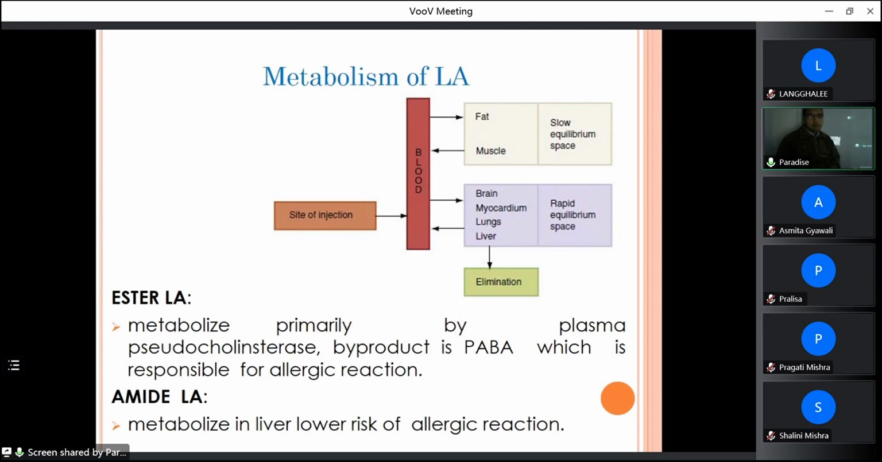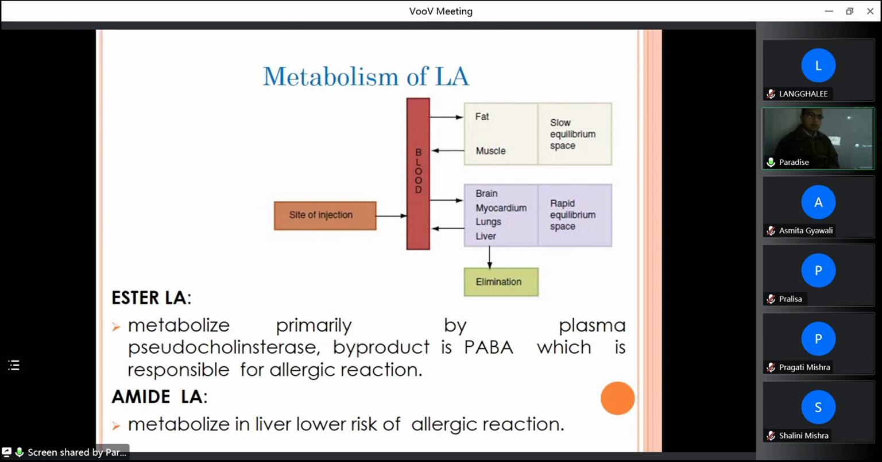In contrast, the fat and muscle cells get very little blood, and the local anesthesia which we inject into the body will reach this area very slowly, and once it has reached there, it is again excreted into the blood after a long time. So it will reach equilibrium after a long time. It will take a long duration to reach equilibrium in fat and muscle, so it is known as the slow equilibrium space.